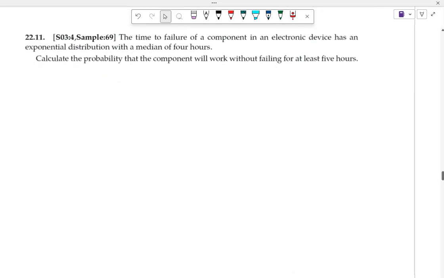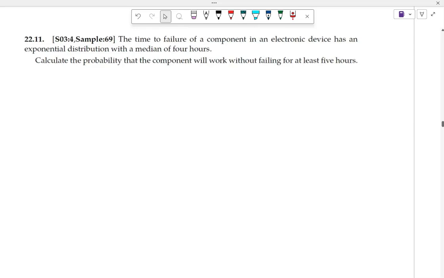All right. Let's do the next one here. This was a little bit different because it's one of those actuarial exam practice problems. And one of the big things about actuarial exams is it's a vocabulary test too, as much as it is a math test. It says the time until failure of a component in an electronic device has a median of 4 hours. It's an exponential distribution with a median of 4 hours. And it wants you to calculate the probability that it will work without failing for at least 5 hours.